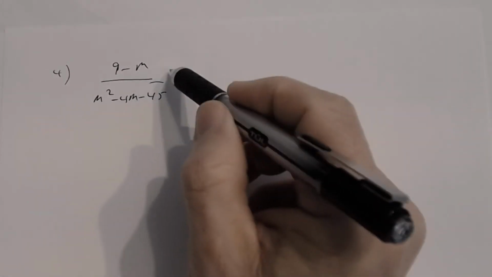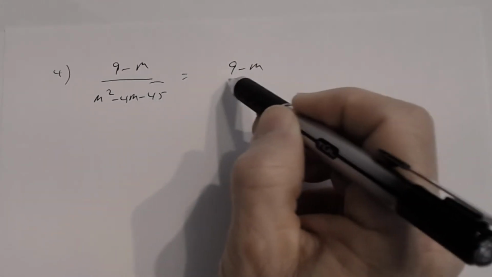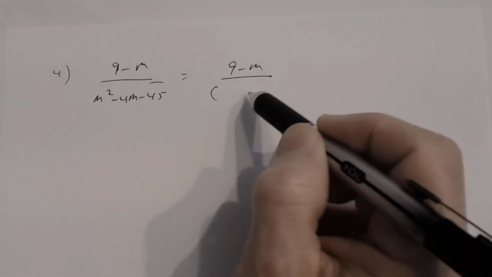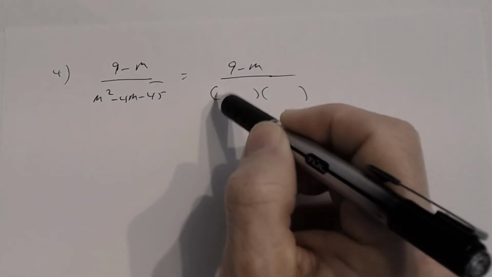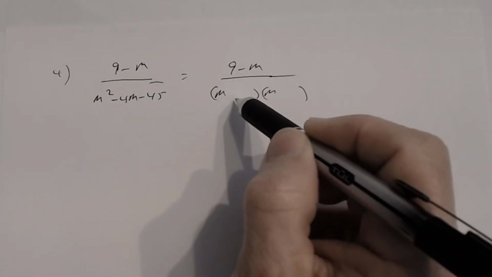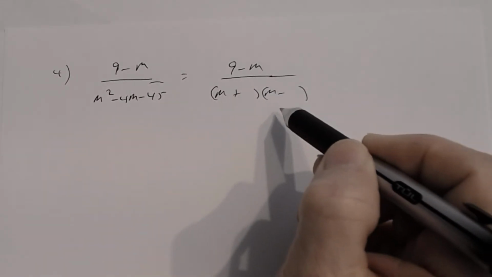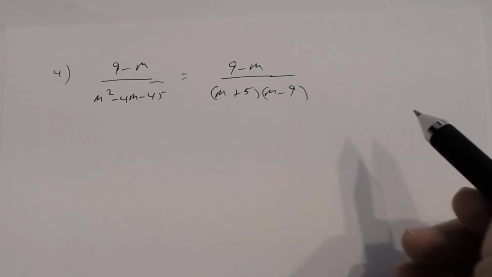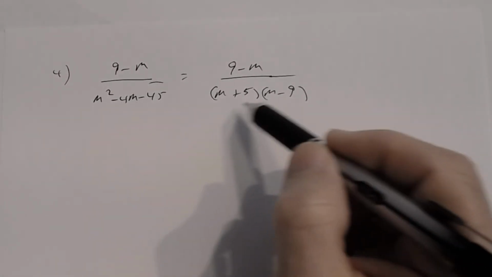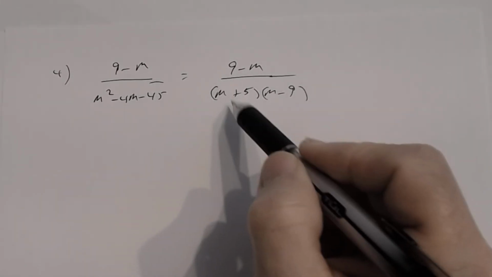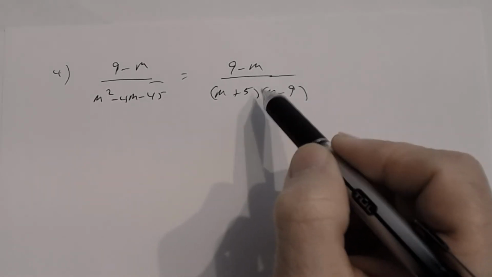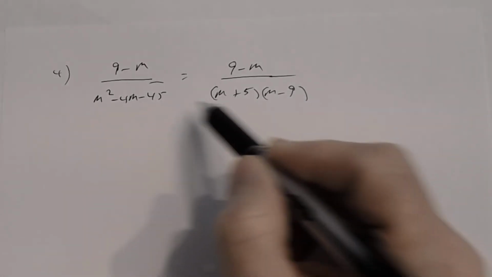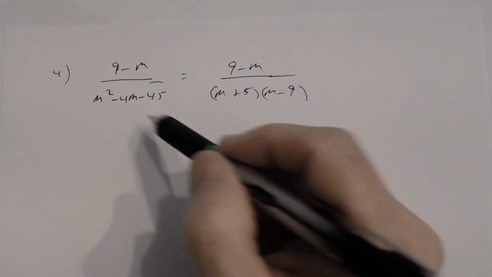Okay, so I'm going to leave 9 minus m as 9 minus m, and then in the denominator, it looks like I'm going to get m, one's positive, one's negative, and it looks like it's going to be a negative 9 and a positive 5. And always double check. 5 times negative 9 is negative 45. The outer is a negative 9m. The inner is a positive 5m. And I get a negative 4m, which is what you wanted.